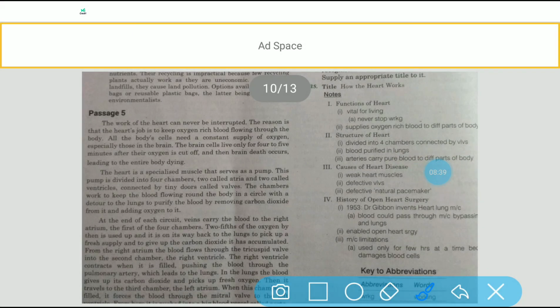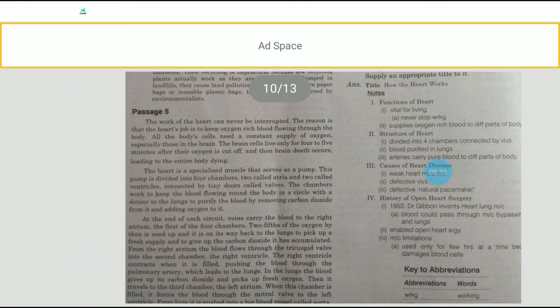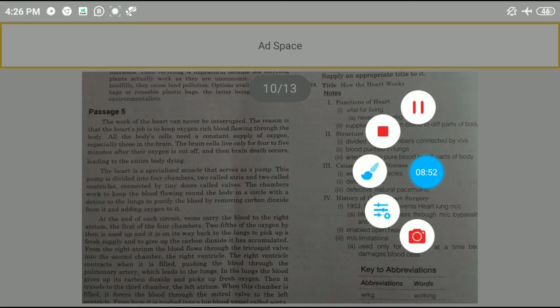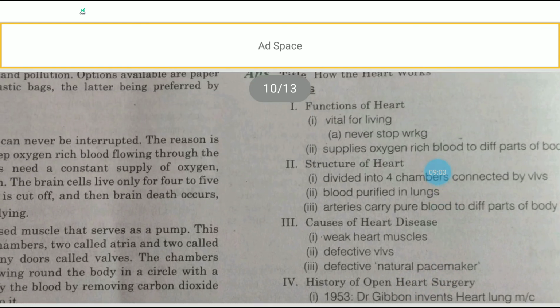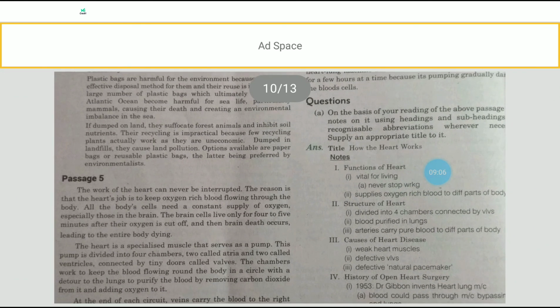You can take help of this practice question paper. What is the heading over here? Function of heart. No, so sorry, the heading is how the heart works. So this is the heading part, and you can keep it as the title of this passage. After that, you can see here how they have given the answer. So this is all about note making, how you can write down the important points. It is very simple to understand, beta.